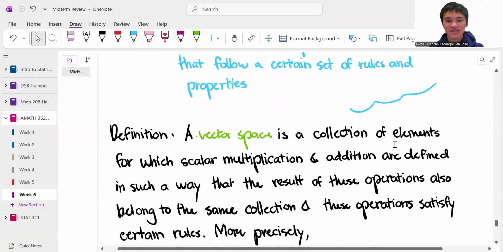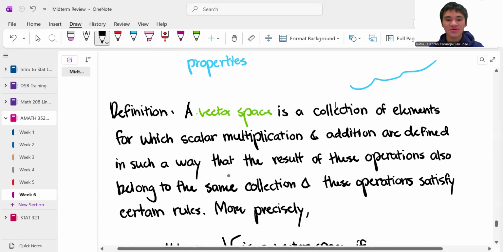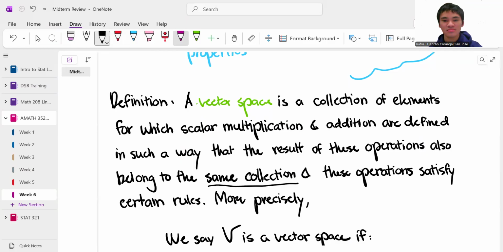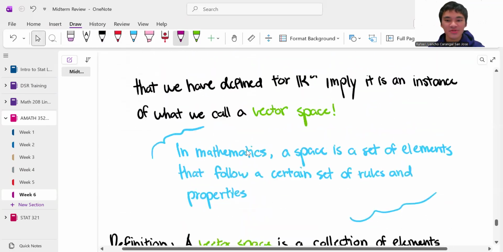A vector space, in this case, is a collection of elements. When we say collection, that's another way of saying set. So it's a set of elements for which scalar multiplication and addition are defined in such a way that the result of these operations also belongs to the same collection. What does that tell us? It actually tells us something about linear combinations. Let's apply what we just learned.